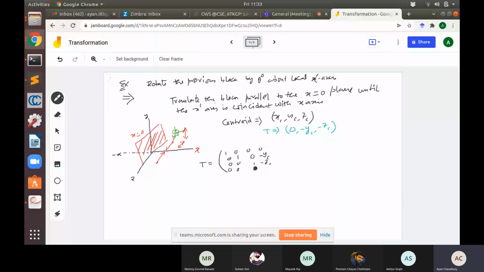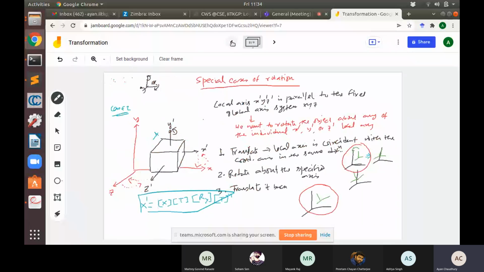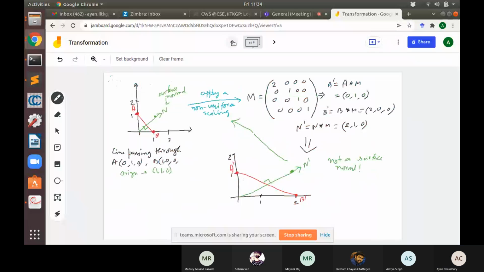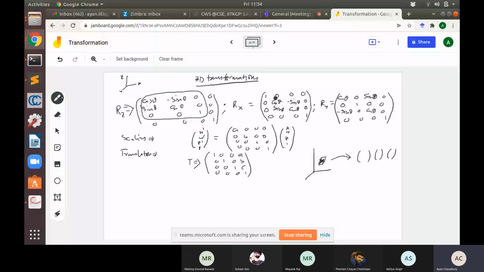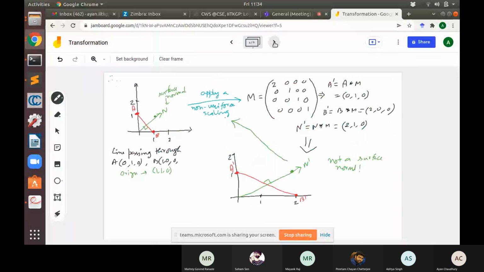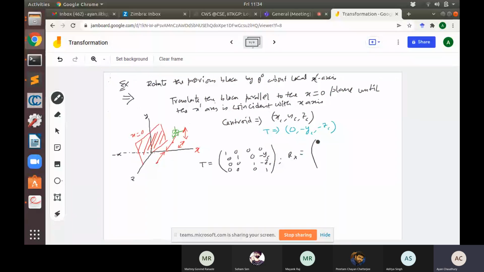Okay, and now we have a rotation. What was the rotation around the x-axis? We have seen it before. This is the rotation matrix around the x-axis. So this part is getting filled with cos theta and sin theta factors. That means 1 0 0 0, 0 cos theta minus sin theta 0, 0 sin theta cos theta 0, 0 0 0 1. And T inverse will be whatever.